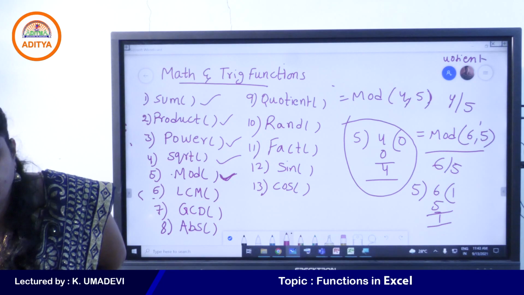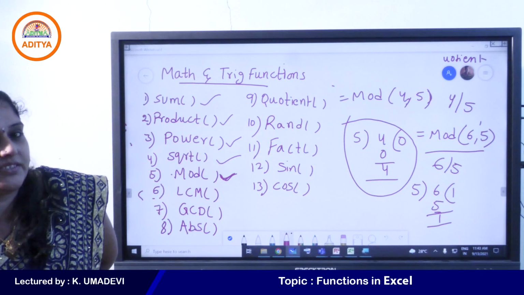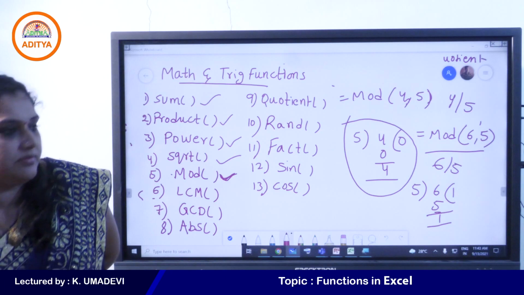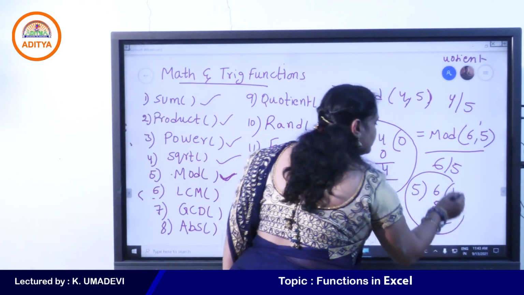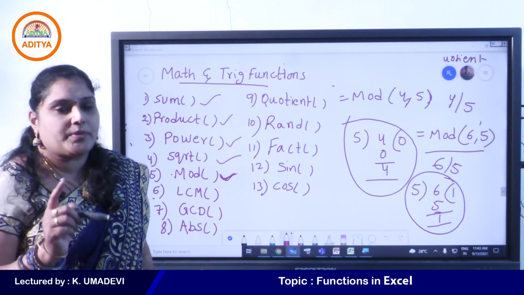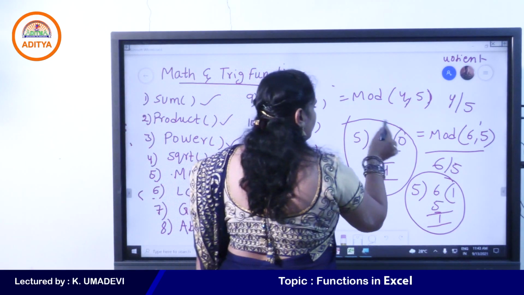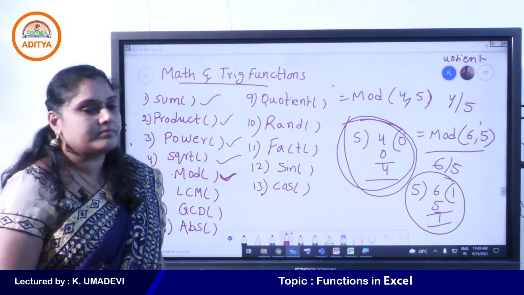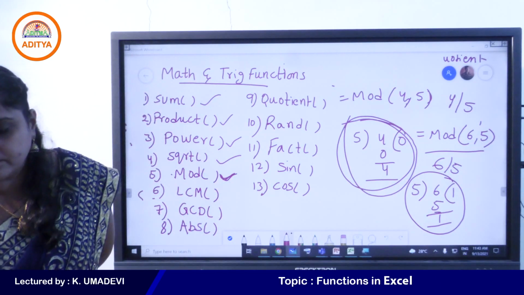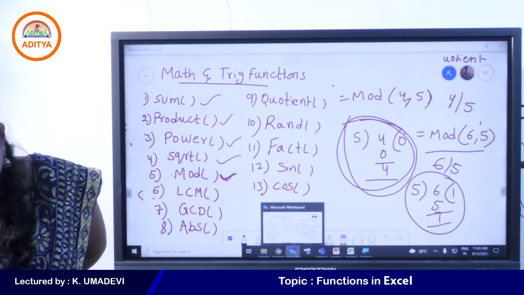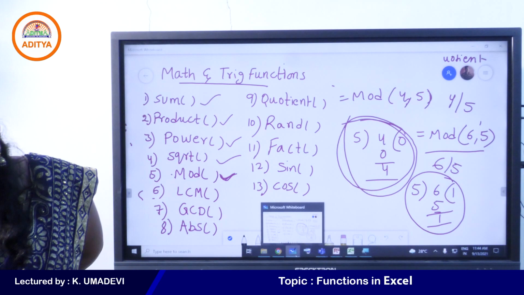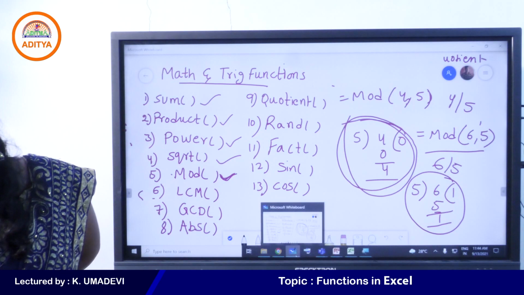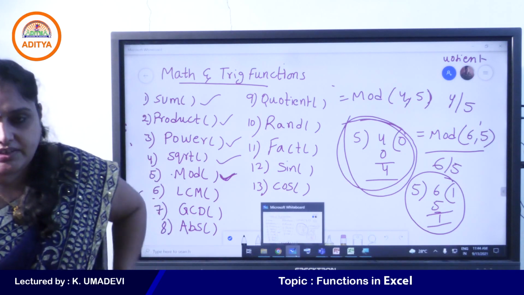No, the result is 1, not 6. So here the numerator is greater than the denominator, then you can calculate like this. This is the process of calculating the remainder. Clear? That's very good. Is it clear to you all, students?